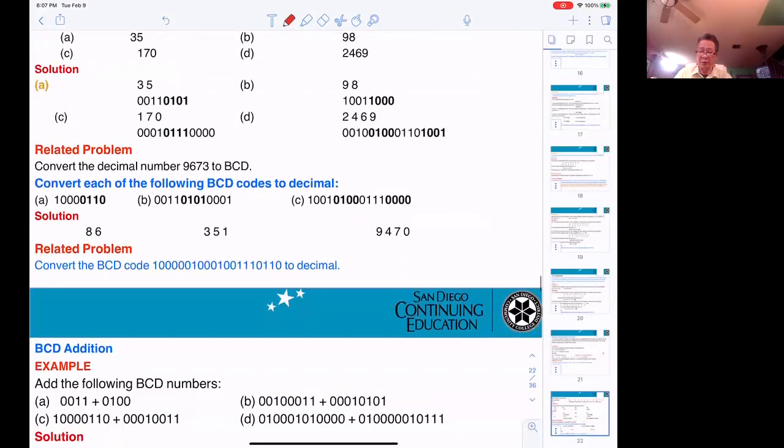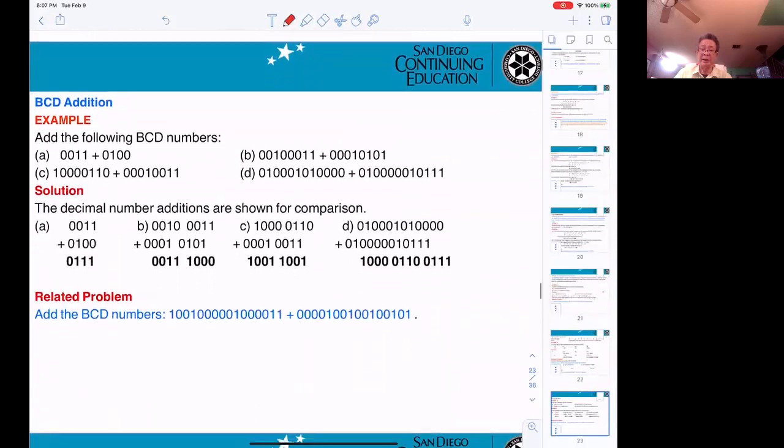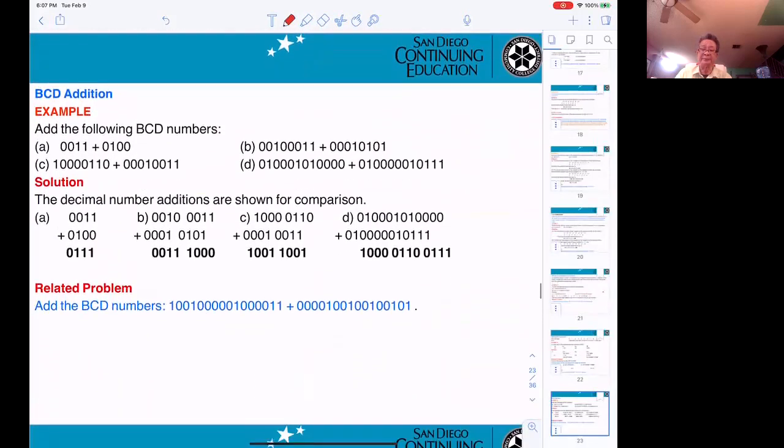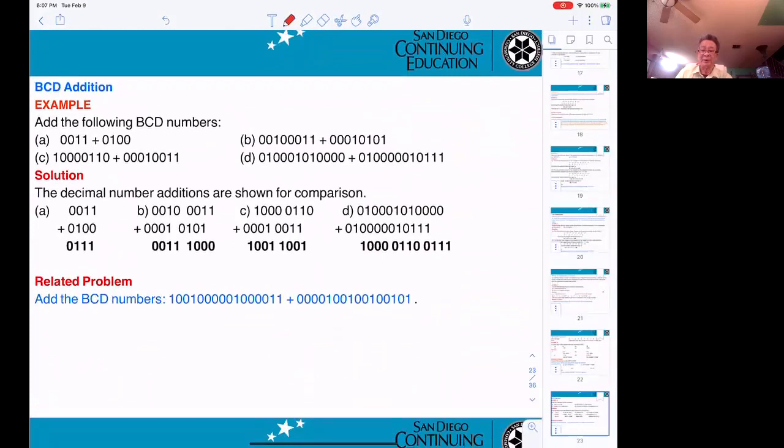Okay, see what else? Okay, BCD addition. You add the two numbers, 0011 adding to 0100. Okay, so you can see they add in here: 1 adding 0 is 1, 1 adding 0 is 1, 0 adding 1 is 1, 0 adding 0 is 0. Okay, the answer will be 0111.